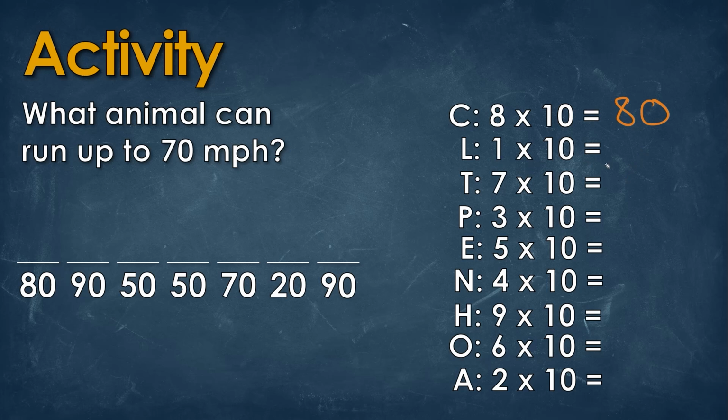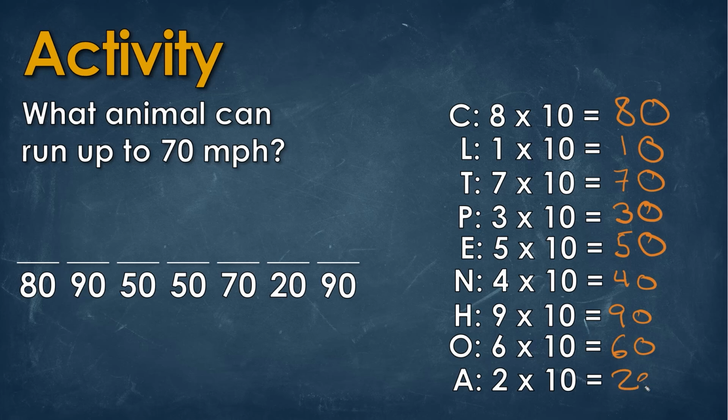1 times 10, right, that's a 1 in front with a 0 behind it. 7 times 10 is a 7 in front with a 0 behind it. 3 times 10 is a 3 followed by the 0. 5 times 10 is going to be 5 in the front and the 0 behind it. 4 times 10 is going to be 40. 9 times 10 is going to be 90. 6 times 10 is 60. And 2 times 10 is 20.